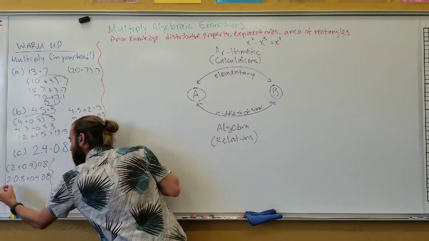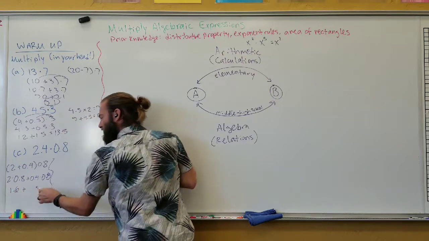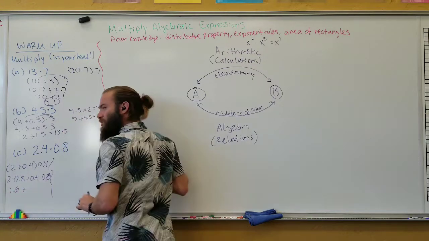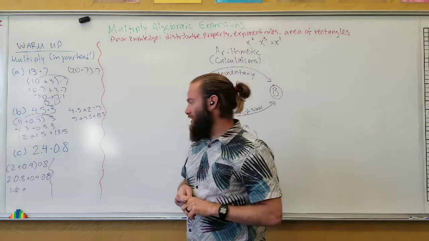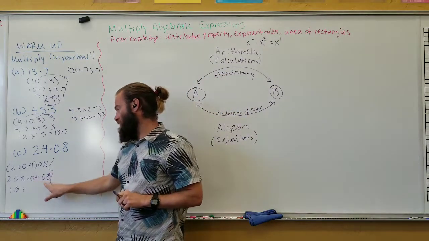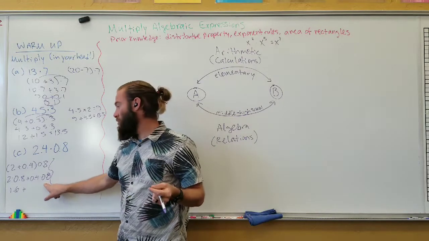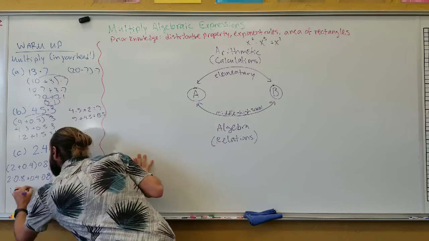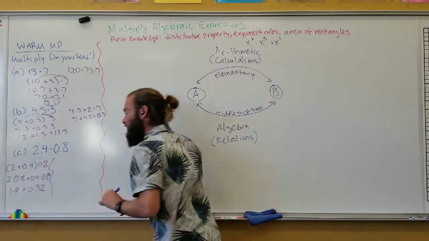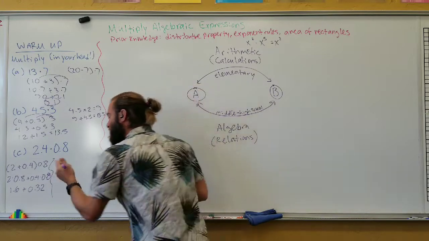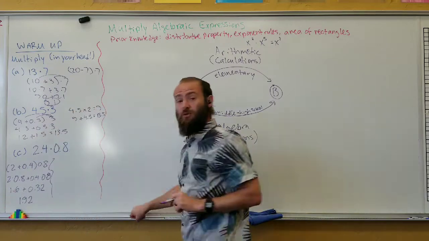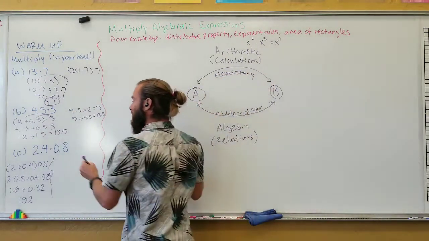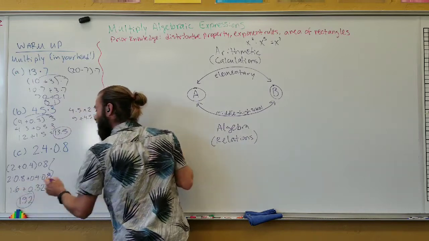And then here you get 1.6. And then this is a little tricky because 0.4 times 0.8, we have to think about that decimal. Just remember, if I did, let's say, 4 times 0.8, that would be 3.2. 0.4 times 0.8 is 0.32. And then if we add those together, I think we get 1.92. So that would be our final product, okay? So we get those as our answers.